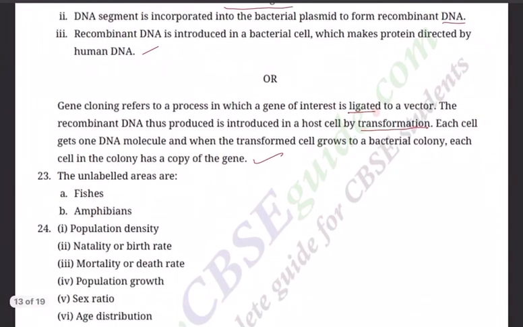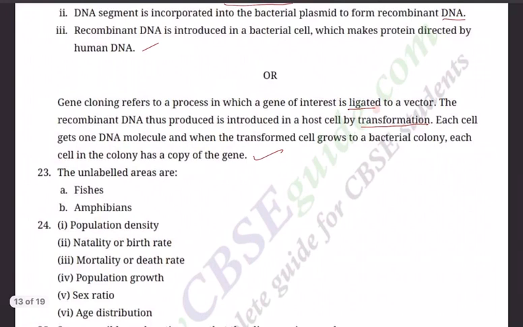Question number 23, a diagram based one. You have a pie diagram wherein mammals, birds, reptiles are given. A and B are there. What is the question? Name the unlabeled areas A and B of the pie chart representing biodiversity of vertebrates, showing the proportionate number of species of major taxa. Of course, A is fishes and B is amphibians.